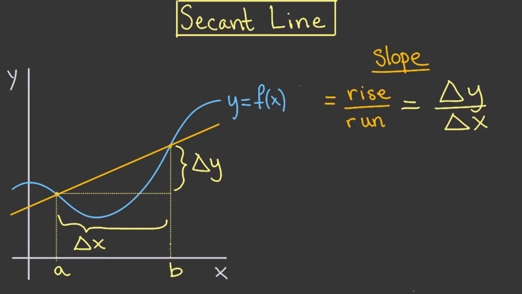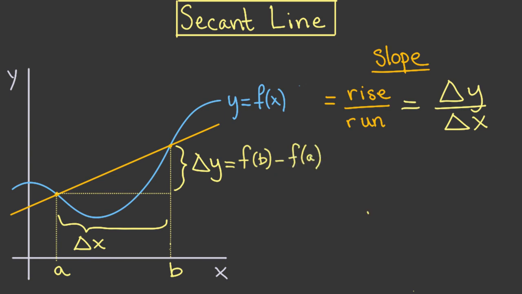Let's get back to thinking about the secant line. And what we want to do is identify the slope of this line in terms of our function f. So let's start with the rise, delta y. The value of delta y is given by the value of our function at the point b, f of b, minus the value of this function at the point a, giving us f of b minus f of a.